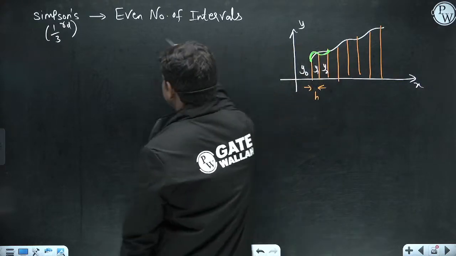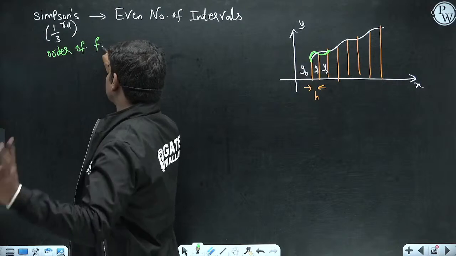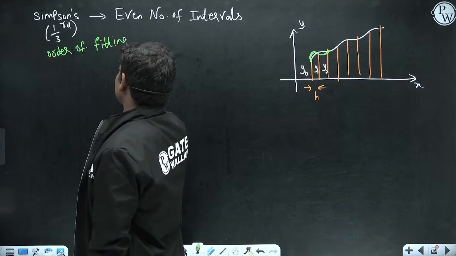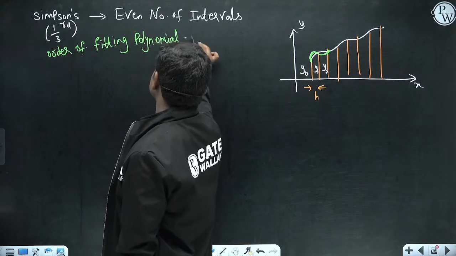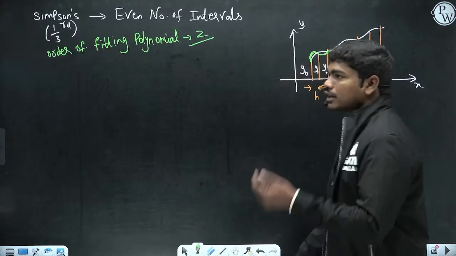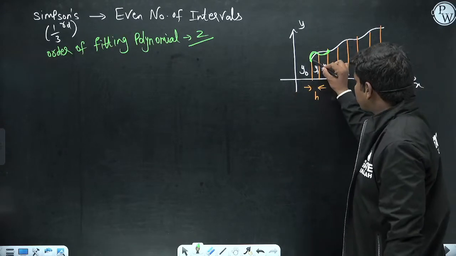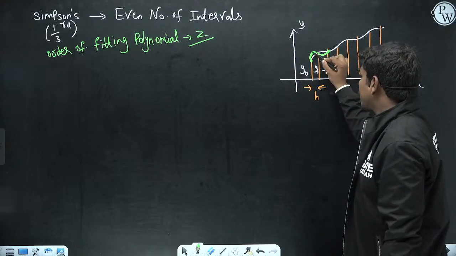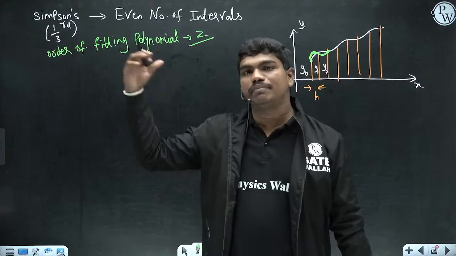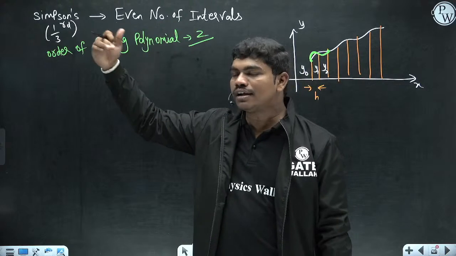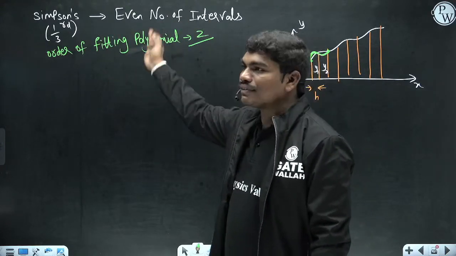Okay, so that's why in the case of Simpson's, the order of the fitting polynomial is 2. Because we take two subintervals at a time, the order of the fitting polynomial is 2 in this case. We take two subintervals at the same time and we connect these points by a quadratic equation. Connecting by linear is slightly less accurate than connecting by quadratic. As you increase the degree of fitting, this becomes more accurate. So actually isn't it 3? No, it is not 3. 3 is for Simpson's 3/8 rule.